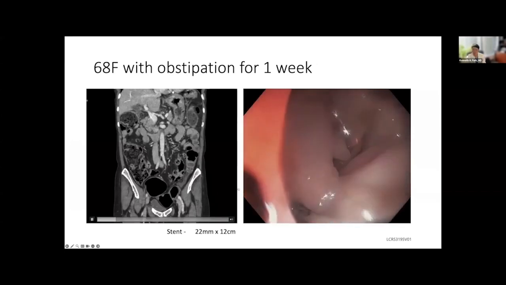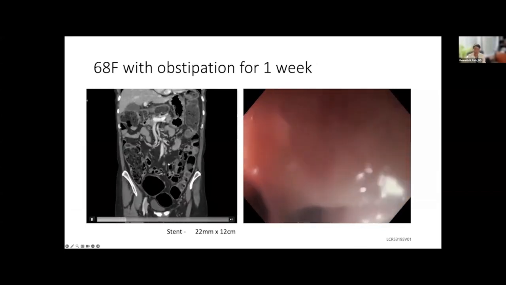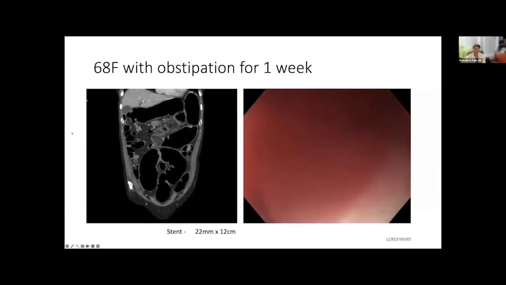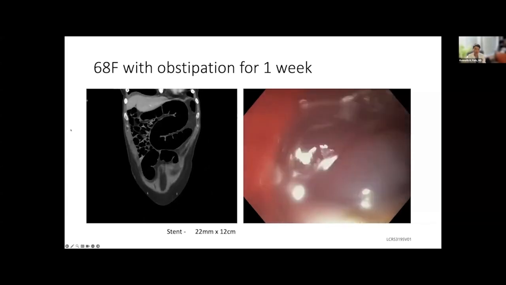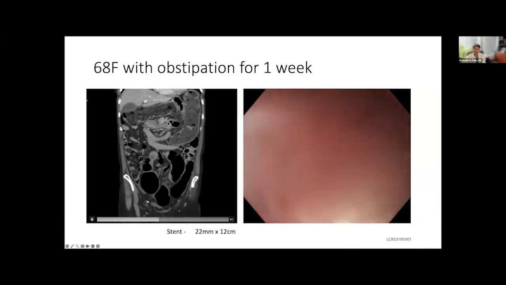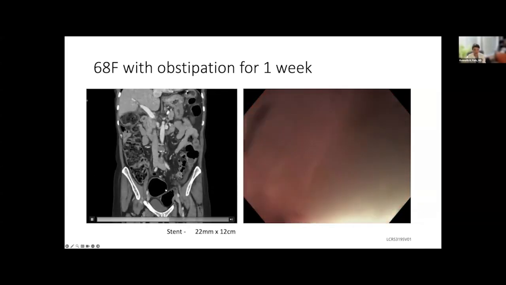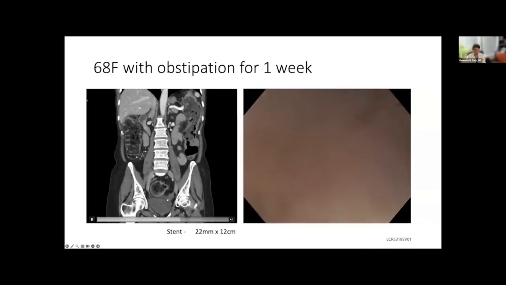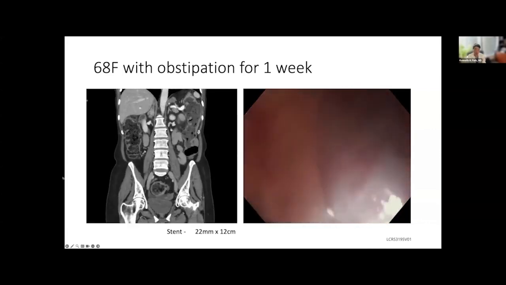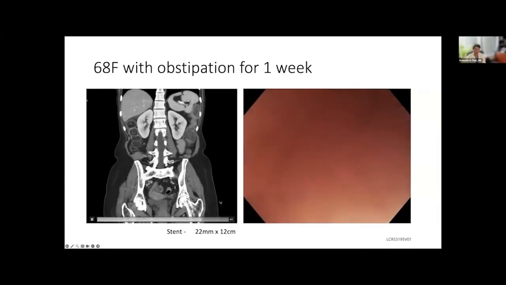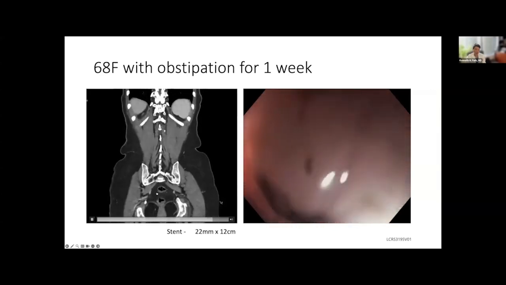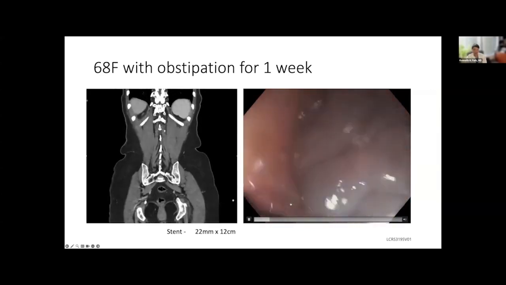Let's see, D3. So maybe a couple more cases here. A 68-year-old with observation for 1 week. This patient actually had ended up having a GYN uterine type cancer. So this is an example of extrinsic compression, malignant extrinsic compression causing severe colonic obstruction.